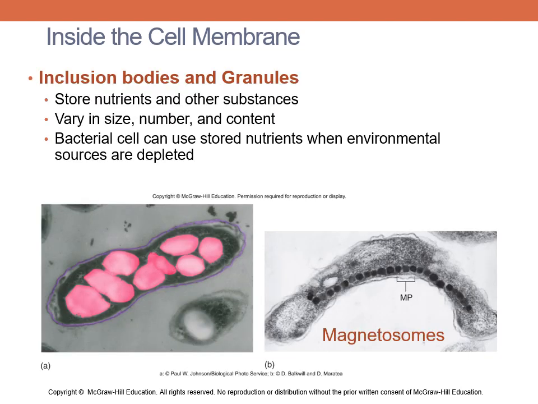Inclusion bodies and storage granules may also be found in the cytoplasm of some bacterial species. These structures store nutrients and other substances. They vary in size, number, and content depending on the cell. Pictured on the left is a bacterium that contains many sulfur granules in its cytoplasm, and on the right is a bacterium that contains inclusion bodies that have little magnets. These magnets help orient the cell in its aquatic environment. Bacteria can use nutrients stored in granules when environmental sources are depleted.